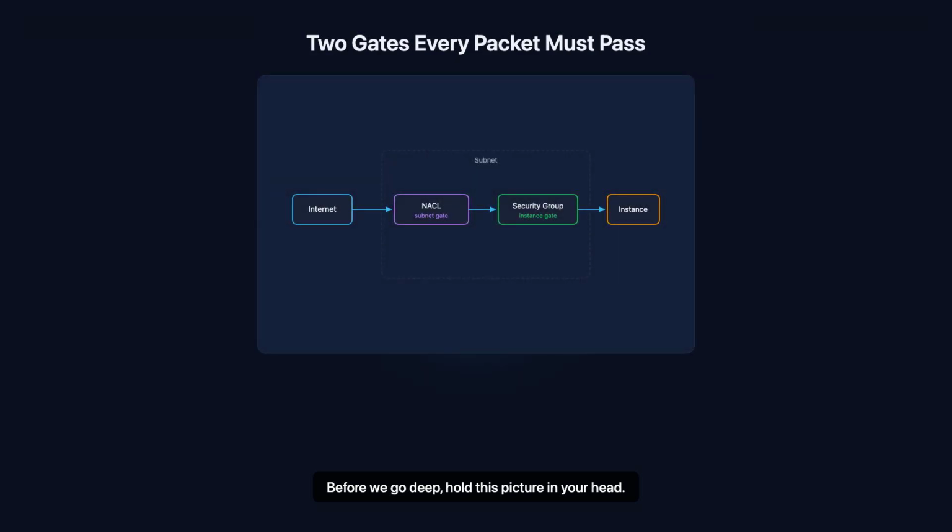Before we go deep, hold this picture in your head. A packet from the internet has to pass through 2 gates to reach your instance. The first gate is the NACL, sitting at the edge of the subnet. Think of it as the outer perimeter fence around the whole neighborhood. The second gate is the security group, sitting right at the instance's own network interface. That's the lock on the individual front door. The packet must clear both. And crucially, the NACL comes first. If the subnet gate drops the packet, the security group never even sees it.